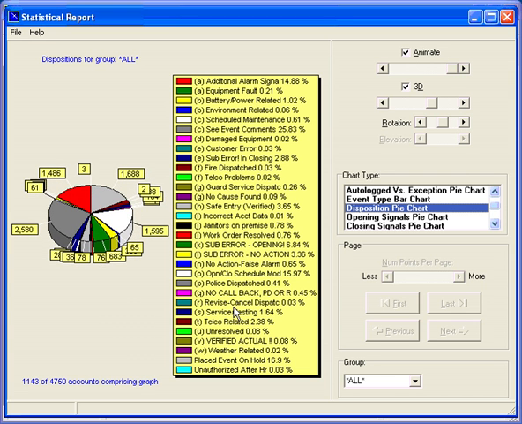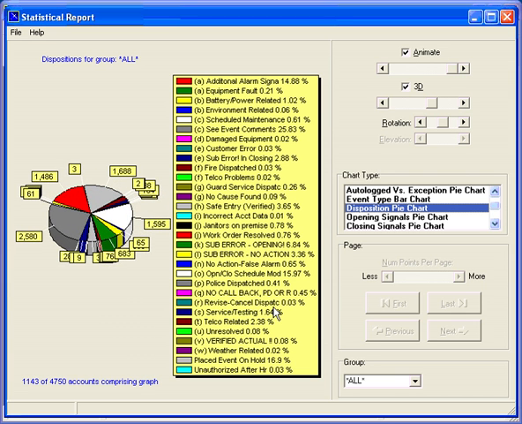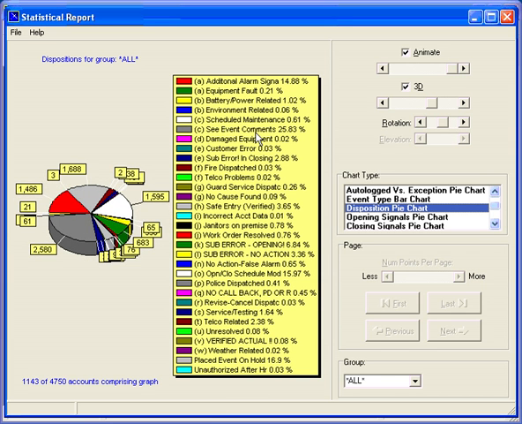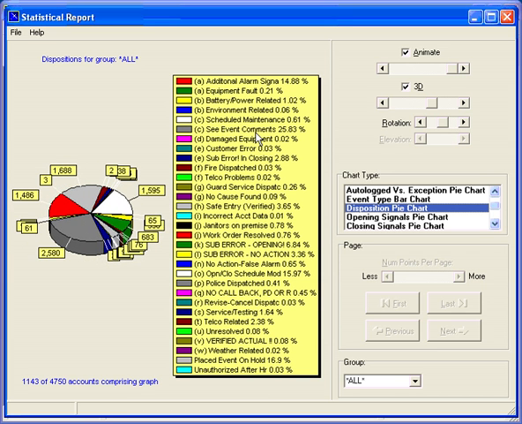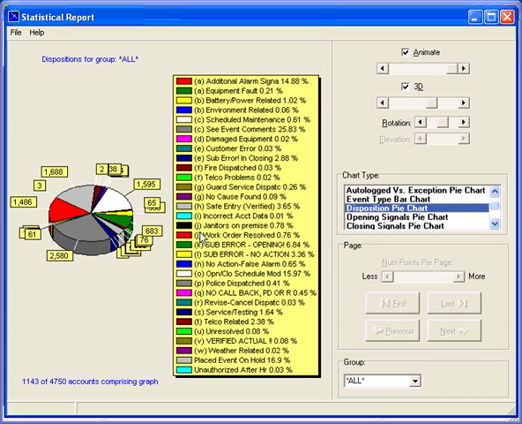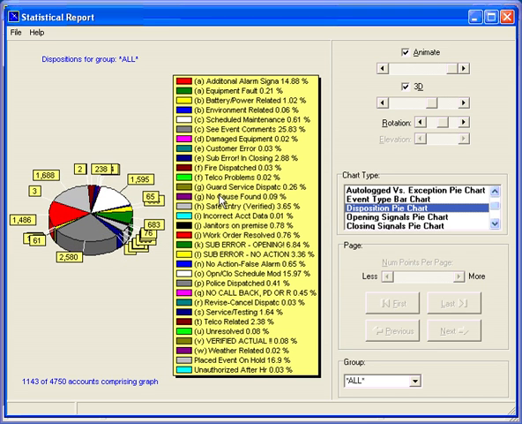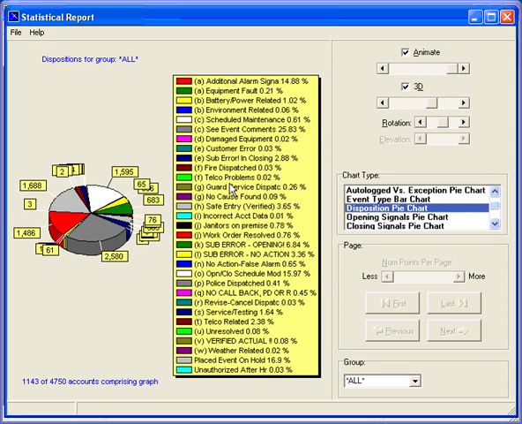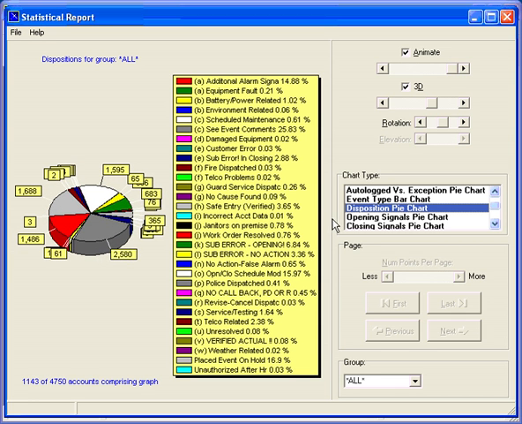We have no callback, revised cancellation. There are all kinds of examples, and remember, these are programmable. Yours are going to be probably much different, but it gives you a real excellent feel for the breakdown of what your operators are actually doing with these particular dispatchable or exception events.